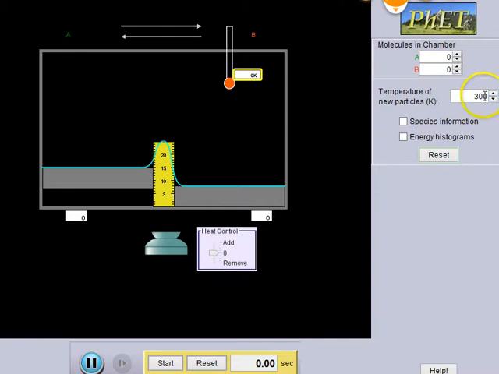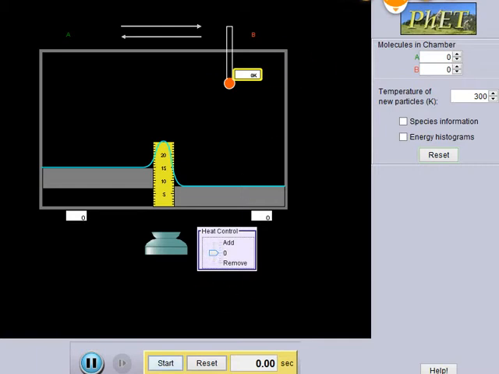On the right hand side, you see that there is a temperature control. It seems like there's another thing called molecules in chamber. At this point, it's 0 and 0. I'll tell you how that works. There's also a heat control at the bottom. I can increase heat, reduce heat. That's fire and that's ice. So I'm just going to keep it at 0 at this point.